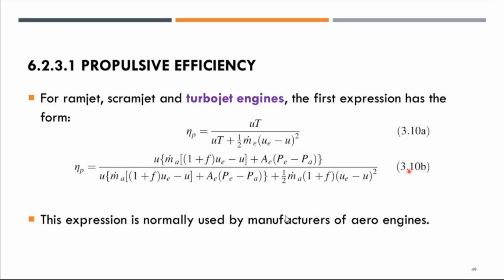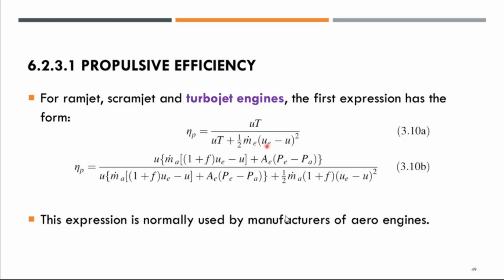However, for scramjet, ramjet, or in the turbojet engine families, the first expression has the form as follows. So we have equations 3.10a and 3.10b. The zeta p can be expressed as follows. This is quite simplified, right? Where you have only the portion of the best flow, the temperature, the velocity, as well as the exit velocity.